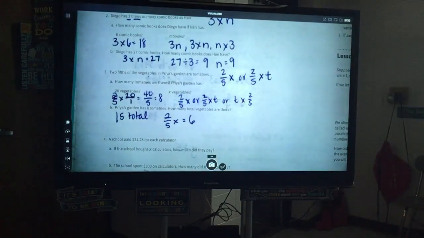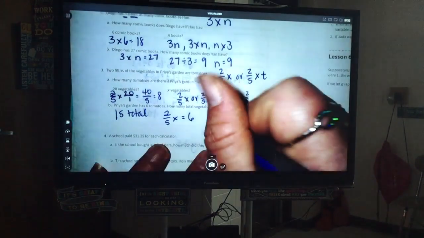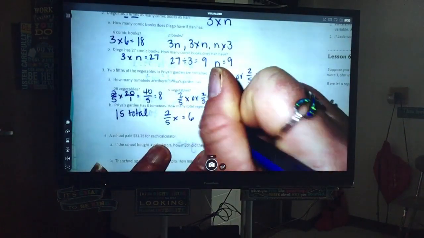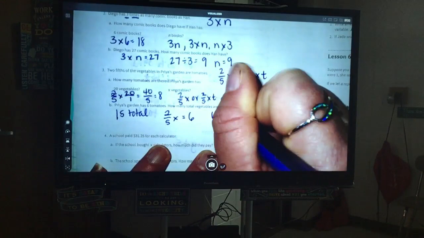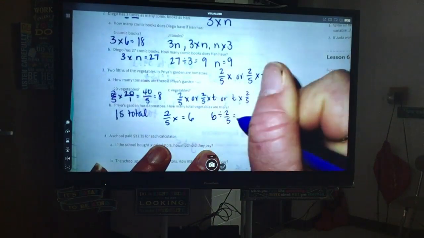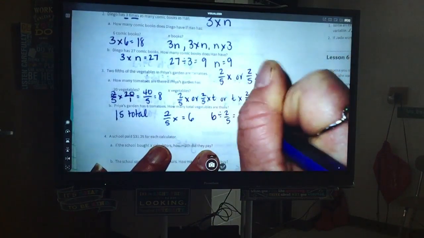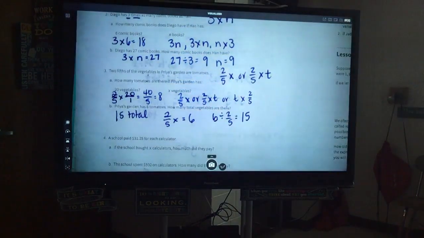Like, what'd you guys do? I divided the 6 by 2 because it says 2/5, and I got 3, and then I just times that by 5, and then I got 15. Yep. All right. That one was a little bit difficult, but not because of the process, because of what? What made that one hard? Because there's a fraction.